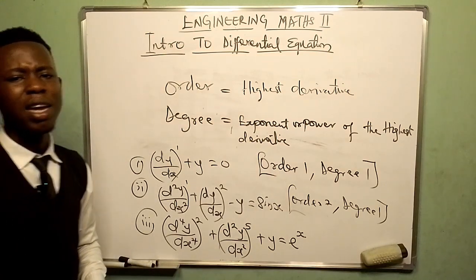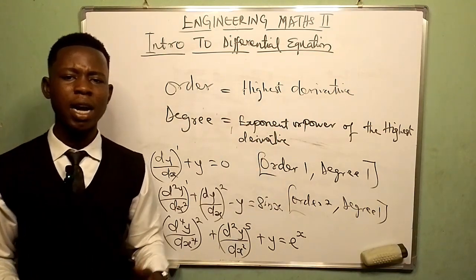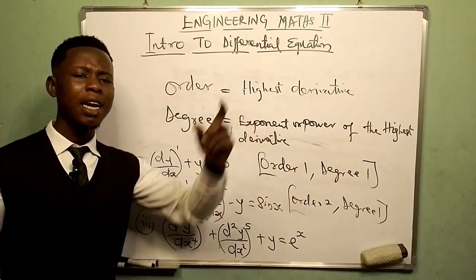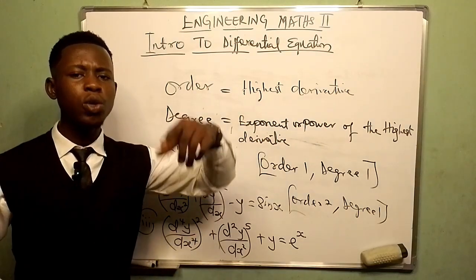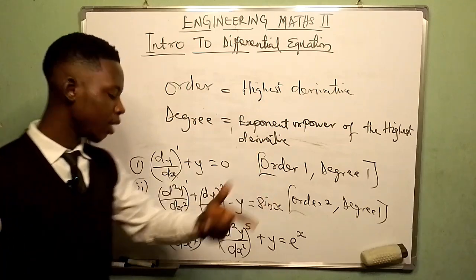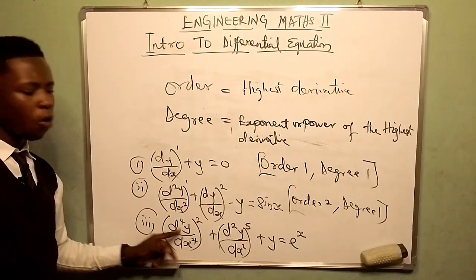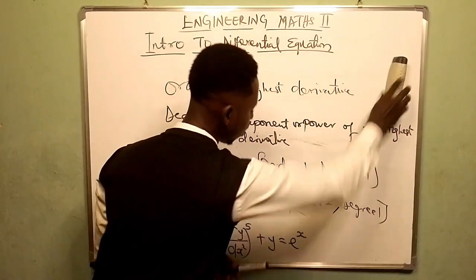We are only concerned in knowing the order and the degree. Don't forget, I said you first of all find your order, and that particular place you find your order, you check for your degree. Now, what is the highest order that we have here? The highest order is 4.